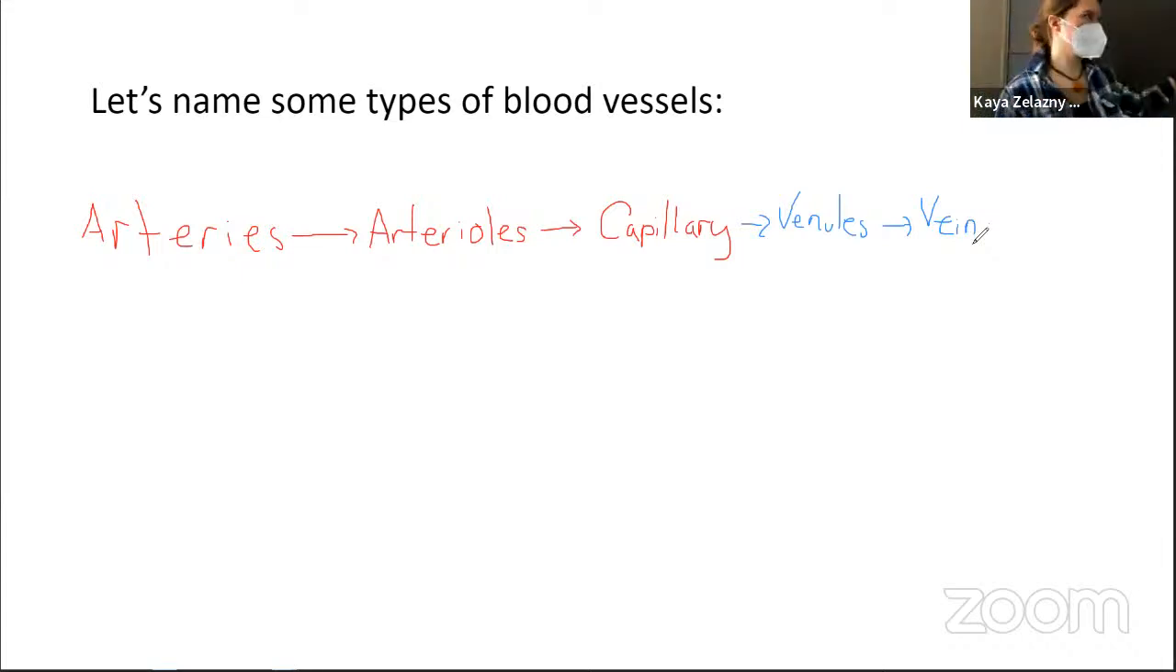So next time we'll talk about different physical properties of these blood vessels and how we can vary them and how that's going to let us adjust some of these larger measurable characteristics.